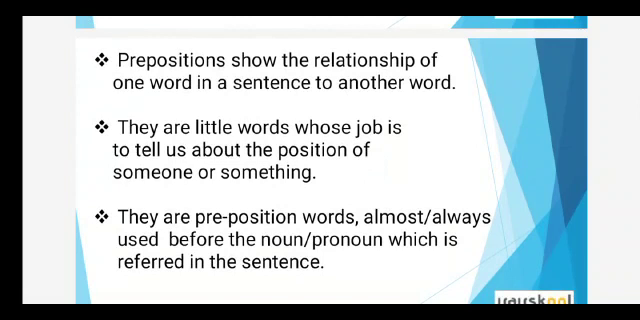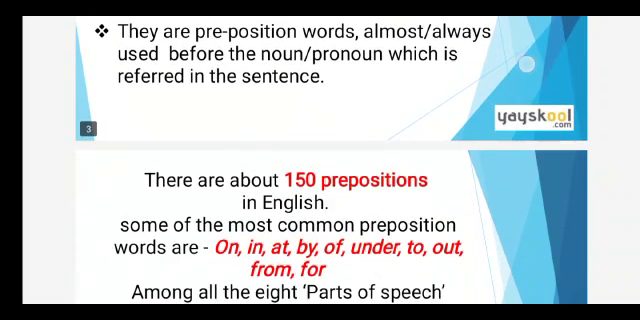But when we talk about the writing part and the understanding part, let's understand a few simple things. I'll read out those which I have already penned down over here. Prepositions show the relationship of one word in a sentence to another word. These little words are used for a specific reason. Their job is to tell us about the position of someone or something that we have already seen in the previous slide. Preposition words are almost always used before the noun or pronoun which is referred to in the sentence.